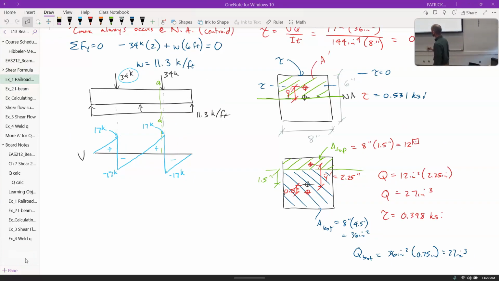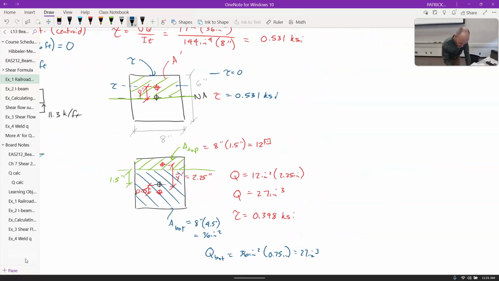All right, so I'll make one more comment here on this problem before we move to our next example. So we just evaluated shear stress at three locations. At the top, it was zero. The shear stress halfway from the top to the neutral axis was 0.398. Shear stress at the neutral axis, 0.53.